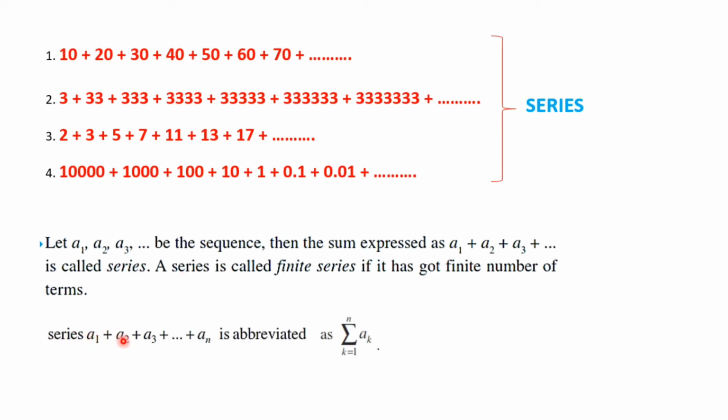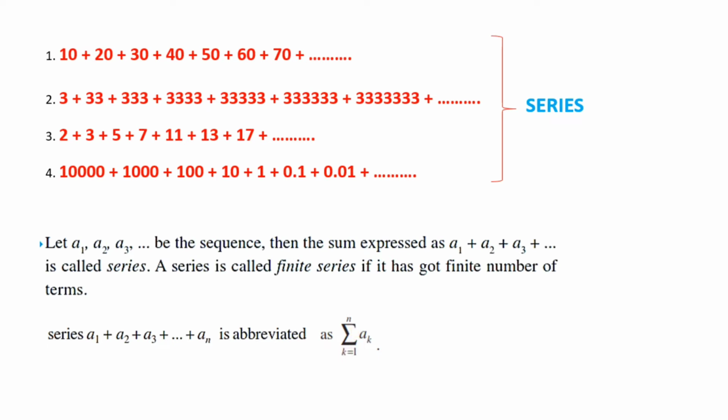Series A1 plus A2 plus A3 plus etc. plus AN is abbreviated as sigma k is equal to 1 to n AK. This symbol, sigma, stands for summation. Here we are taking the sum of the series, that is A1 plus A2 plus A3 plus etc. plus AN. Since it is representing a sum, in short we can write it as sigma k is equal to 1 to n.